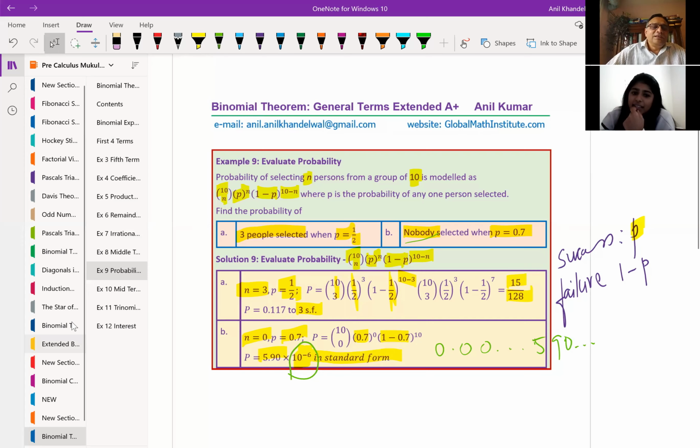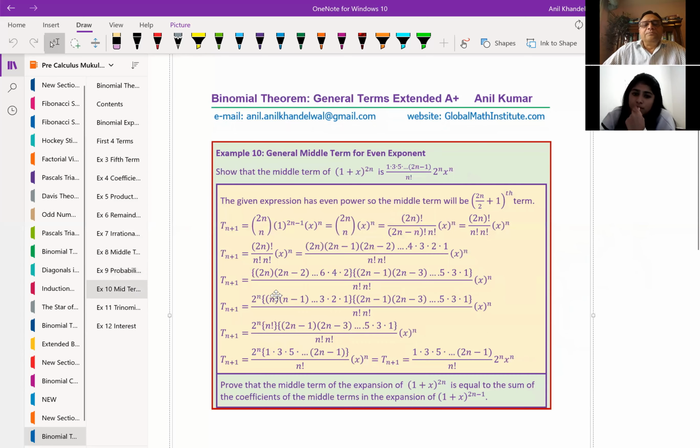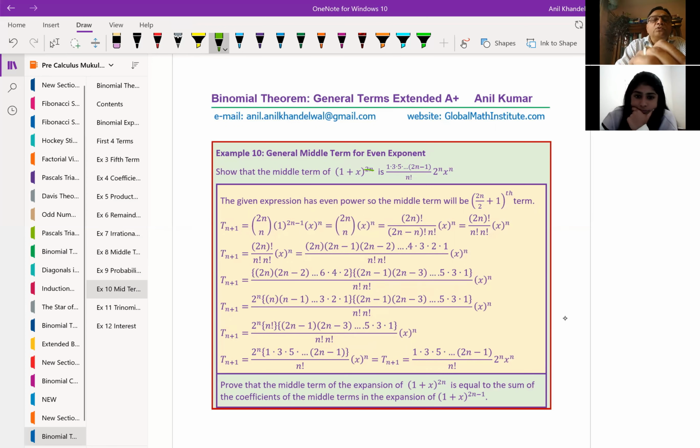Next example. As I was saying, we have derived a formula for the middle term when we have 1 plus x to the power of 2n. The question here is, show that the middle term for 1 plus x to the power of 2n is all this. Let's go through this derivation. It is working with the factorials and coefficients in a very efficient way. So we know that the general term can be written as 2n cn, when the exponent is 2n, and 1 to the power of 2n minus 1 because that is the 1.